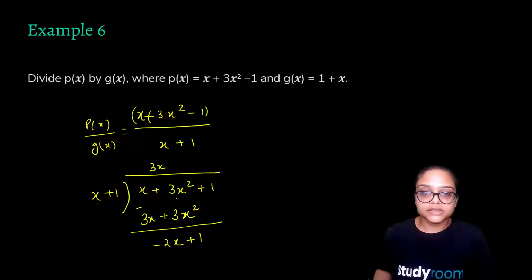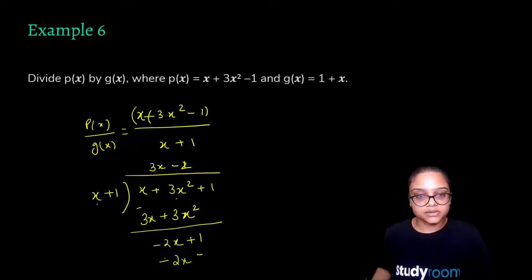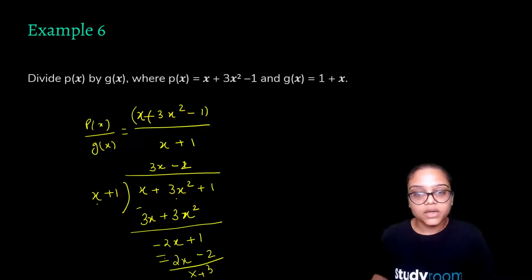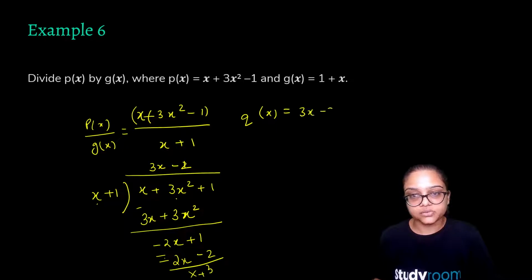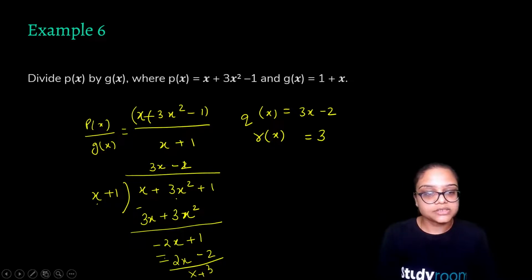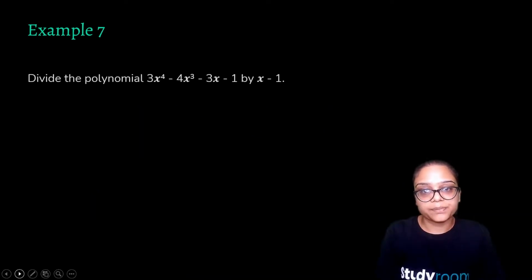Now we can't divide further, since the degree of the remainder should be less than that of g(x). Only then we can stop. Or we can multiply by minus 3, so minus 3x minus 3, and when we subtract it, we get 0 and 2. So the quotient q(x) would be 3x minus 3, and the remainder would be a constant polynomial 2. In this manner we divide polynomials. It's just a simple division.